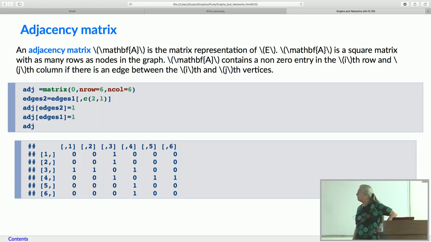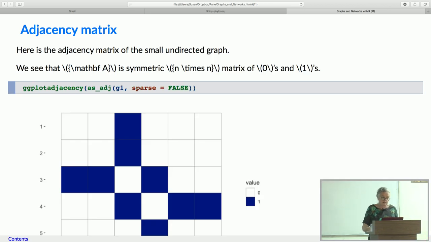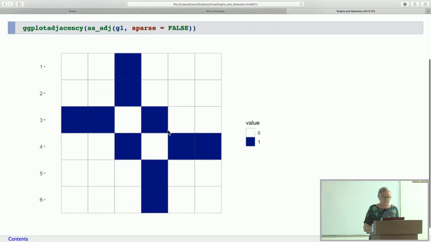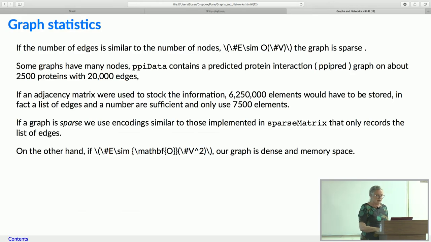So here we have the adjacency matrix. And this is the 6x6 matrix in this case, because we had six nodes. And as I said, that's not economical, but we often store it that way when we're thinking about it as a 0-1 matrix. And so this is what the adjacency matrix looks like if I plot it. There's a 1 every time there's a connection. So that's easy.